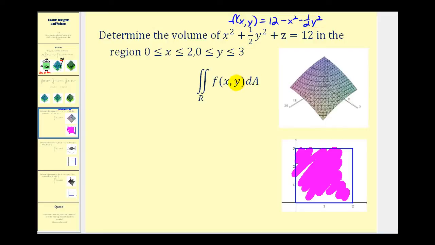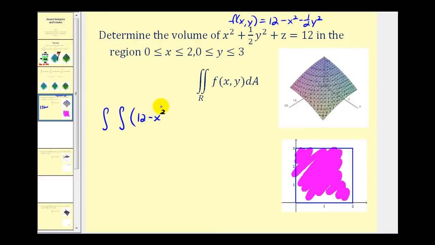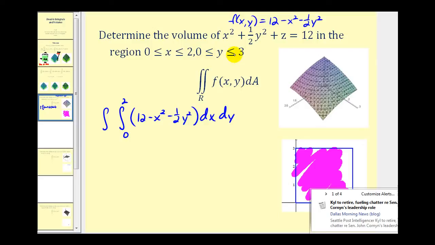Now we need to decide whether we want to integrate with respect to x first or with respect to y. Let's go ahead and set this up where we integrate with respect to x first and then y. Again, we'll first integrate with respect to x and then with respect to y. So limits of integration for x will be from 0 to 2, and for y it'll be from 0 to 3.